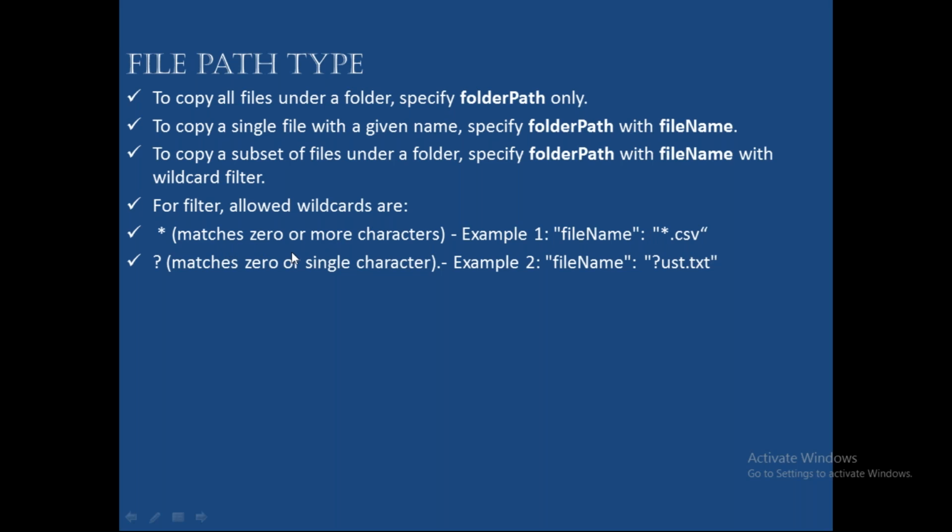Star means it matches 0 or more characters. It can be any number of characters. You can say customers.csv, employees.csv, sales orders.csv, dimensions.csv, anything. Star allows n number of characters. Question mark allows only one character. This can be A to Z, anything: A, B, C, or one more letter before ust.txt, something. This can be anything.